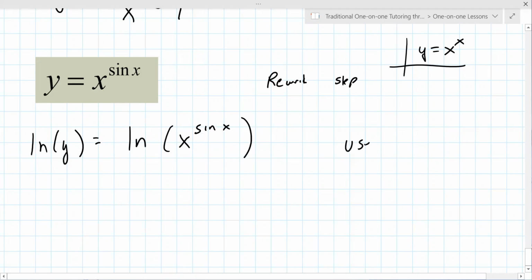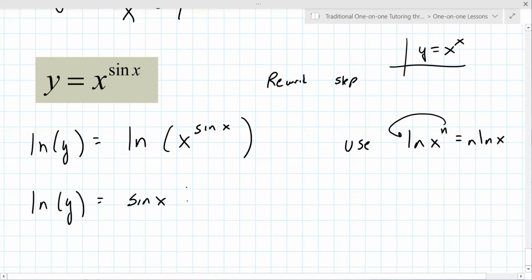Okay, and then you use the fact that natural log of x to the n equals n natural log of x. Basically, you can move whatever the exponent is, even if it's a function, out in front. So on the right, it looks like sine x natural log of x. And all of this is a rewrite that we've done so far. So whatever the exponent is goes in front. Then you just move to the ln.